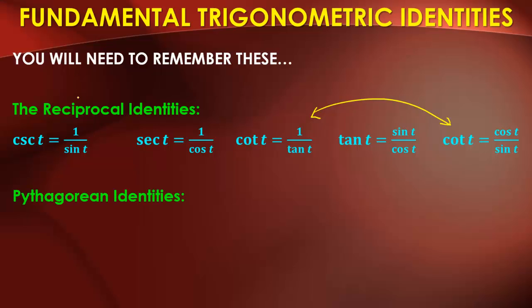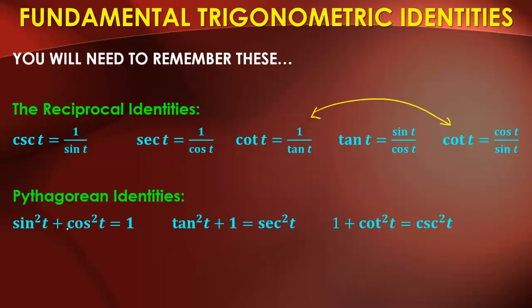And also the Pythagorean identities. Yes, these are rearing their ugly head again, so make sure you know them. Sine squared plus cosine squared equals 1, tangent squared plus 1 equals secant squared, and 1 plus cotangent squared equals cosecant squared. How are those going to come into play here?